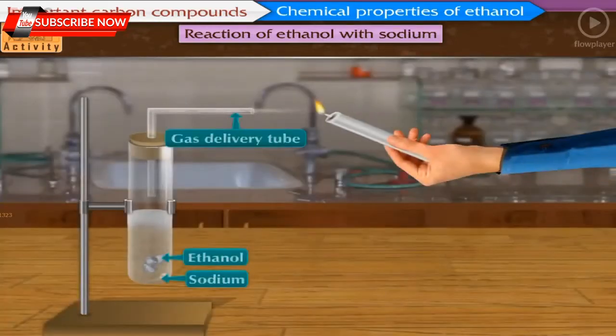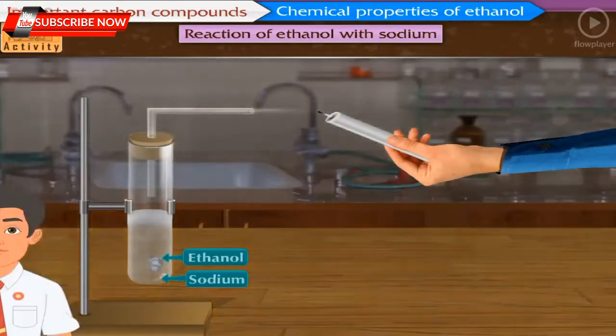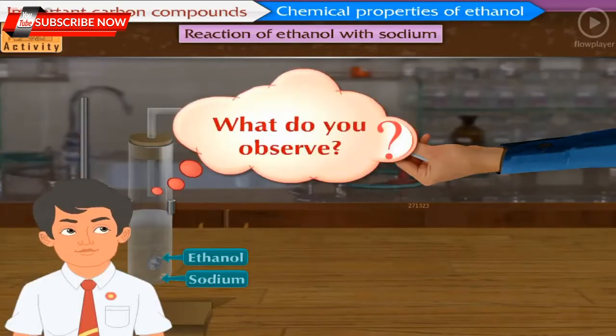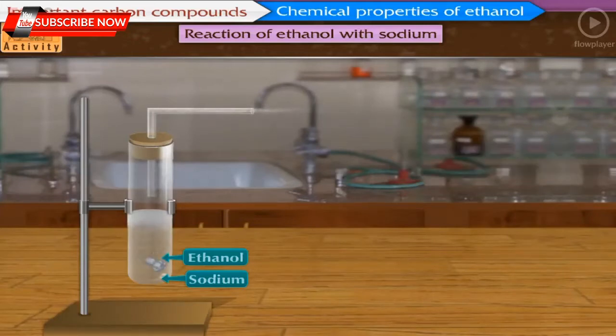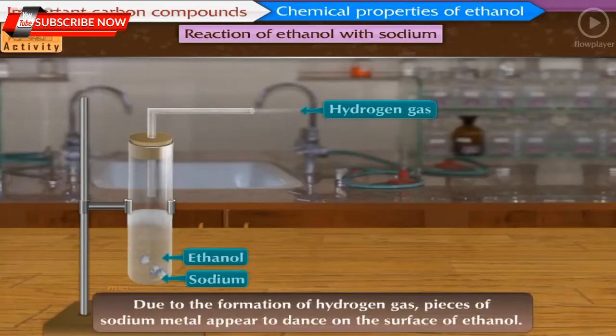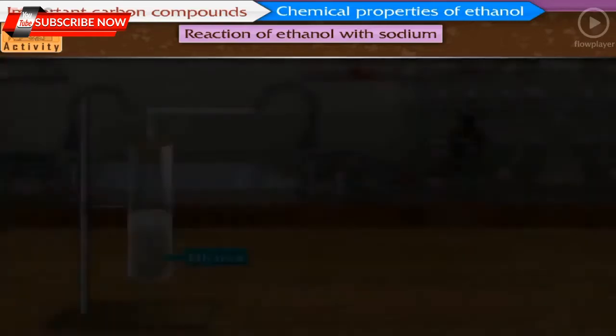Let us take a burning candle near the outlet of the gas delivery tube. What do you observe? We see that the gas formed burns with a blue flame, making a popping sound. From this, we understand that the combustible gas is hydrogen. Similarly, due to the formation of hydrogen gas, pieces of sodium metal appear to dance on the surface of ethanol.